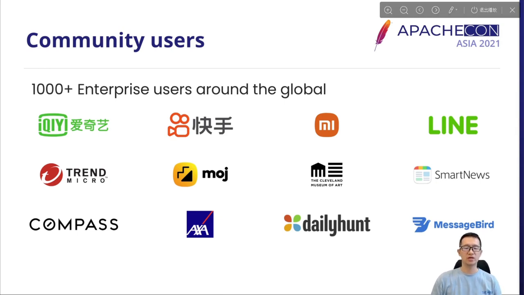Remember, we just open sourced Milvus less than 2 years ago, very close to 2 years. But we already have 1,000 companies building their production AI applications with Milvus. I mean, that's very positive feedback from the community. So how did we make it?